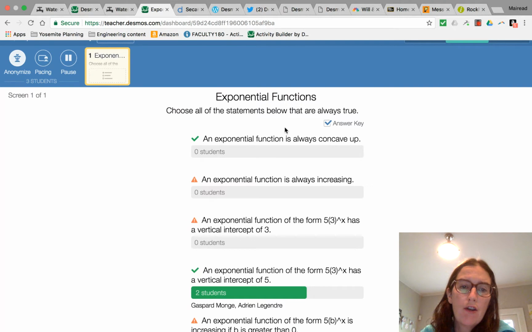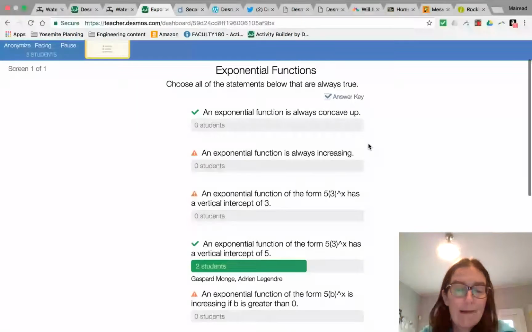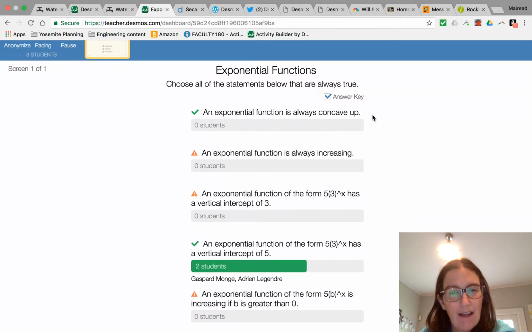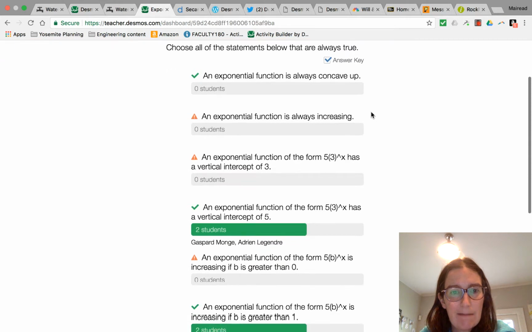But one is that nobody chose an exponential function is always concave up. And that is actually always true. An exponential function of the form a times b to the t or a times b to the x or whatever, where a is positive and b is greater than 0 will always be concave up. So, and that's what we're talking about when we define an exponential function in this class.